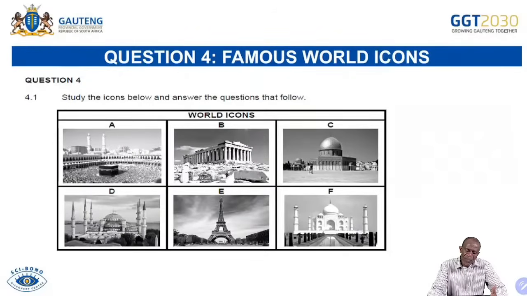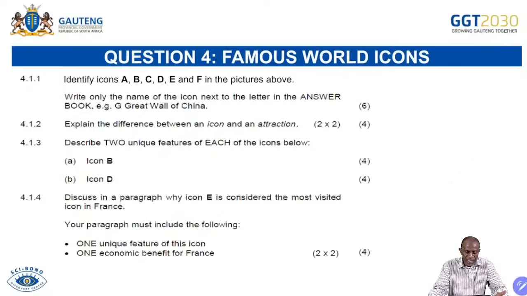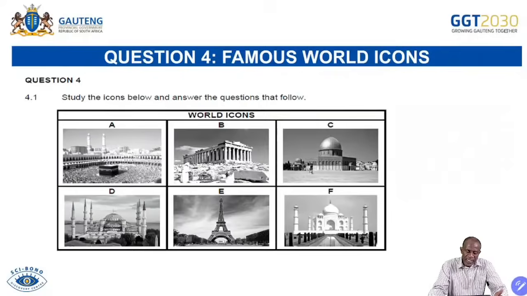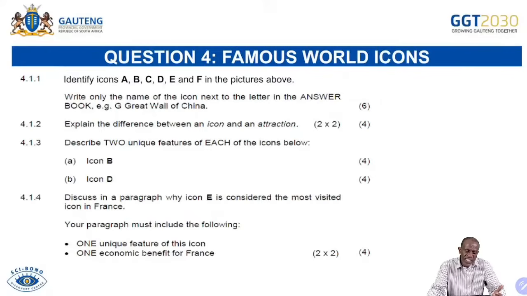Here are examples in one of the question papers. Study the icons below, and here are the pictures representing the icons. And let us look at the question. It says identify icon A, B, C, D, E, and F. And as we go back, can you see A, B, C up to F? These are your icons, and the question refers you to that.